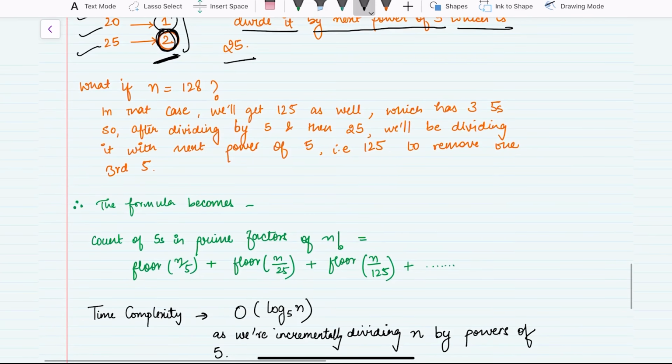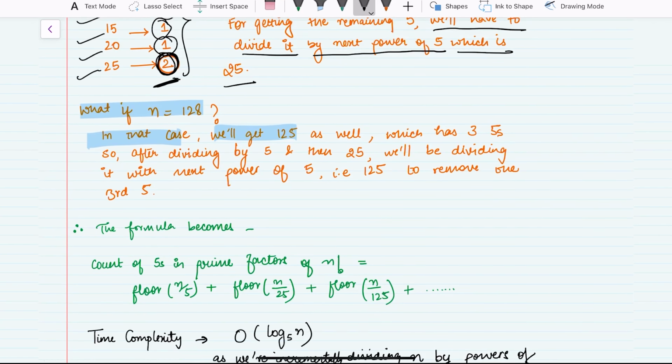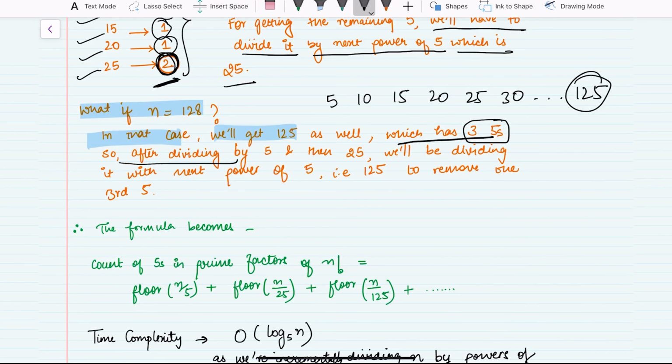But now what about 128? In that case, we'll get 125 as well in the multiples of 5 in 128 factorial. So it's going to be 5, 10, 15, then 20, 25, 30 and so on. Then 125 as well, right? 125 has three 5's. So after dividing by 5 and then by 25, we'll still be left with one more 5.